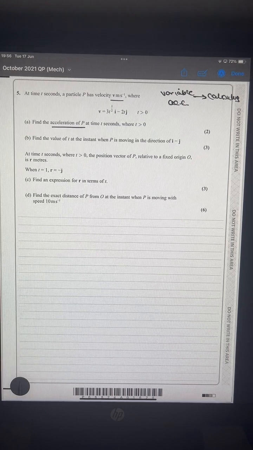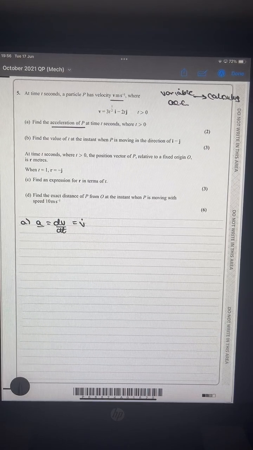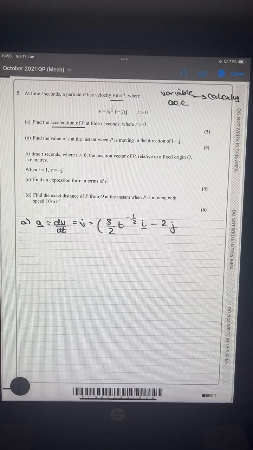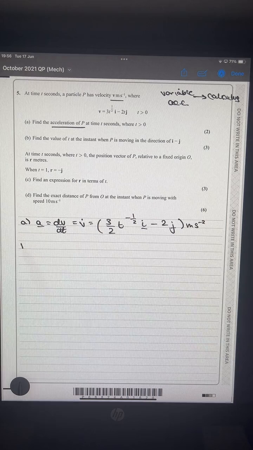Well, I know that acceleration is the rate of change of velocity, right? So acceleration is dv by dt, which I could just represent as v with a dot. That's another notation. I just have to differentiate my equation. So that is going to be 3 over 2 t to the minus a half i minus 2j meters per second squared. And it's at time t seconds. Boom. Easy 2 marks, guys. You got that.